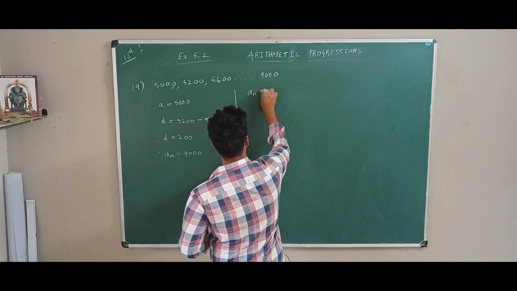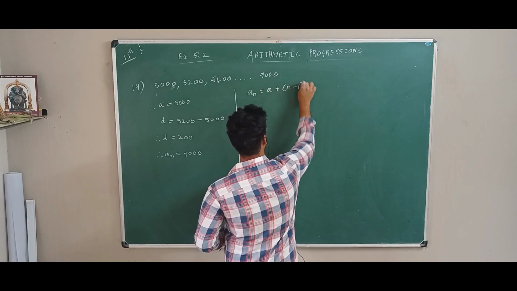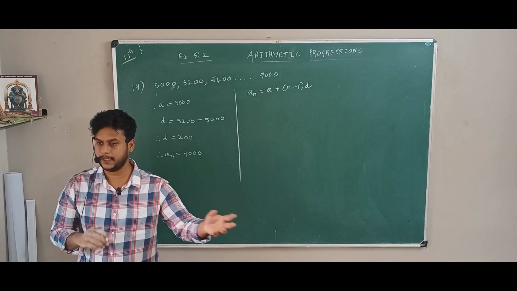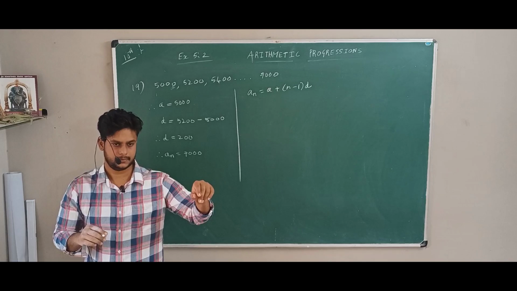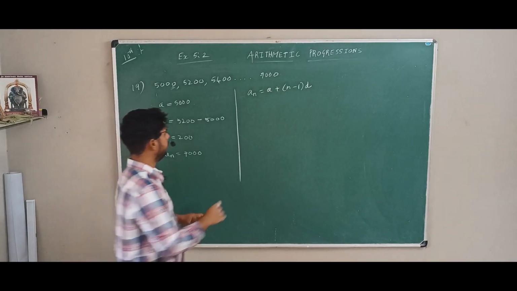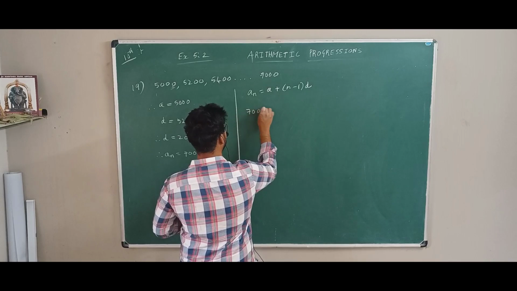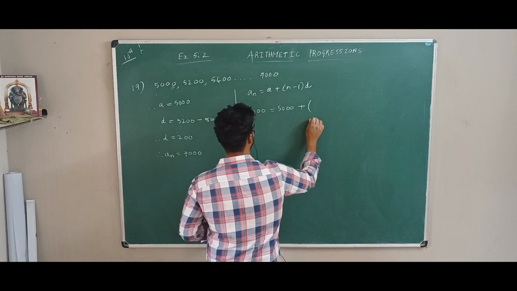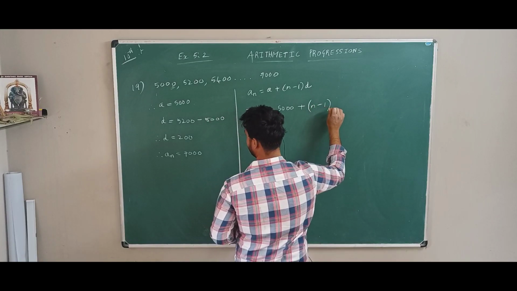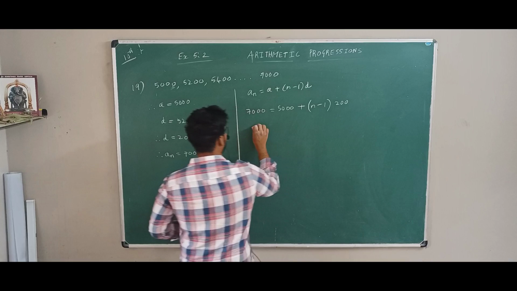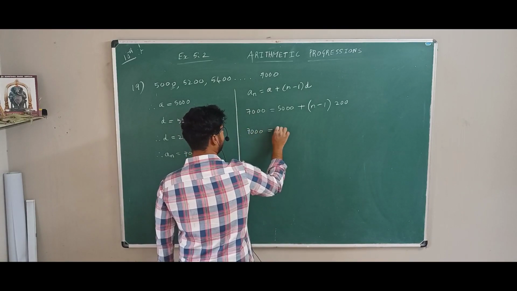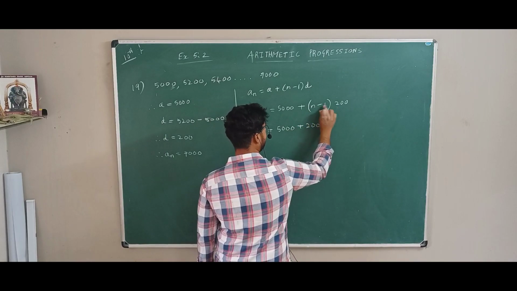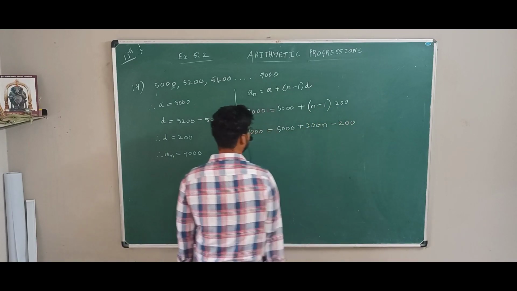AN is equal to A plus N minus 1 into D. Whenever you are finding the term when it will be 7,000, it is N. Understood or no? I am finding the term. So AN is equal to how much? 7,000 is equal to A is 5,000, plus N is how much? I don't know, that one I am finding. D is 200. 7,000 is equal to 5,000 plus N minus 1 into 200, which is 200 N minus 200.